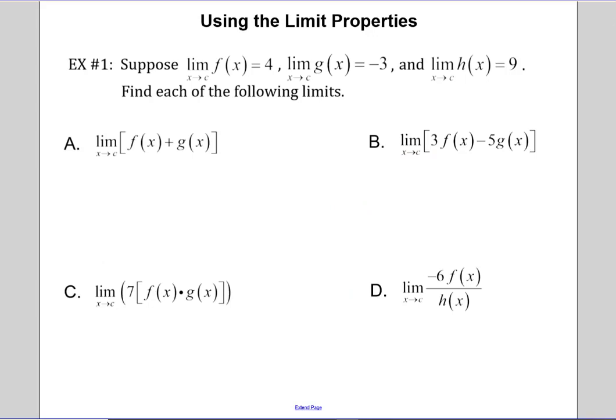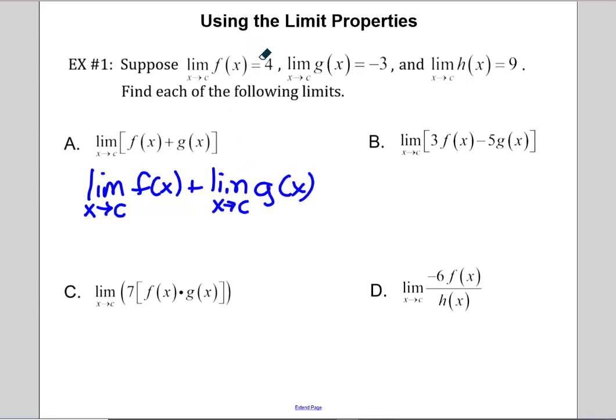Suppose the limit of f of x is 4 at some target number c, and the limit of g of x is -3, and the limit of h of x is 9. We want to use the properties to find these limits. So in this first case, we can separate them. The limit as x approaches c of f of x plus the limit as x approaches c of g of x. So if this limit is 4, the first one, and the second one is -3, then we have our limit is equal to 1.